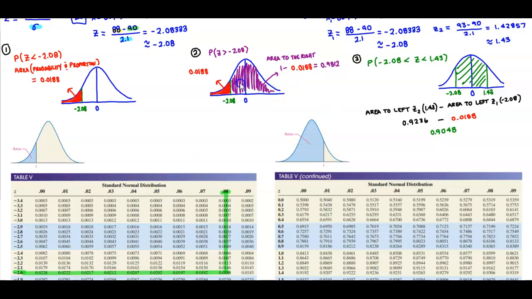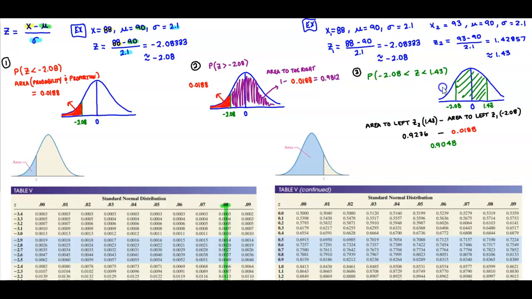So therefore, we would shade everything to the right, and in purple we're going to take, remember the area under the standard normal curve is 1. So we're going to take the value of 1 and then subtract the area to the left, which is 0.0188, which then gives us 0.9812. So that would give us the area to the right.